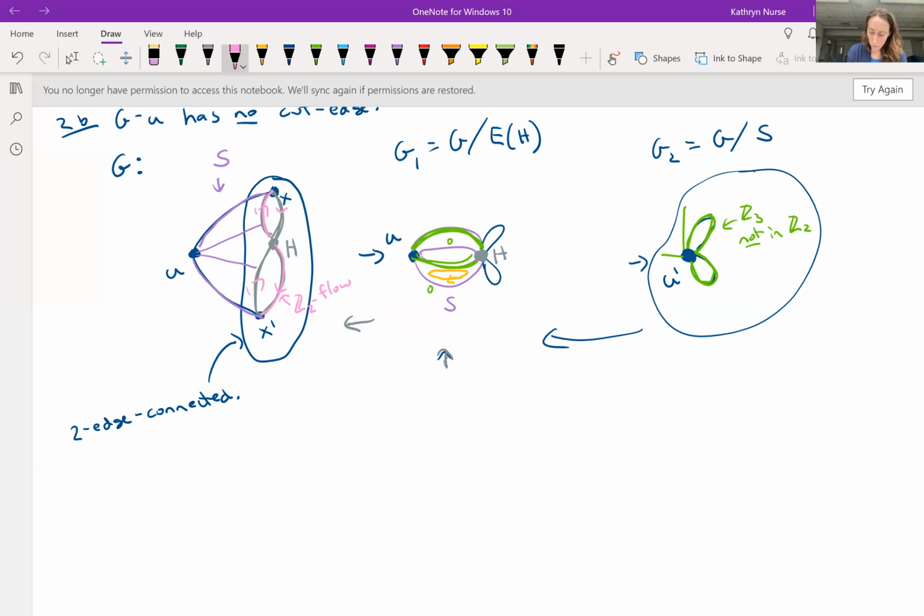And so once we uncontract 2 times, we're back to our original graph, and every edge is covered by the Z2 cross Z3 flow. And that's it. Are there any questions?